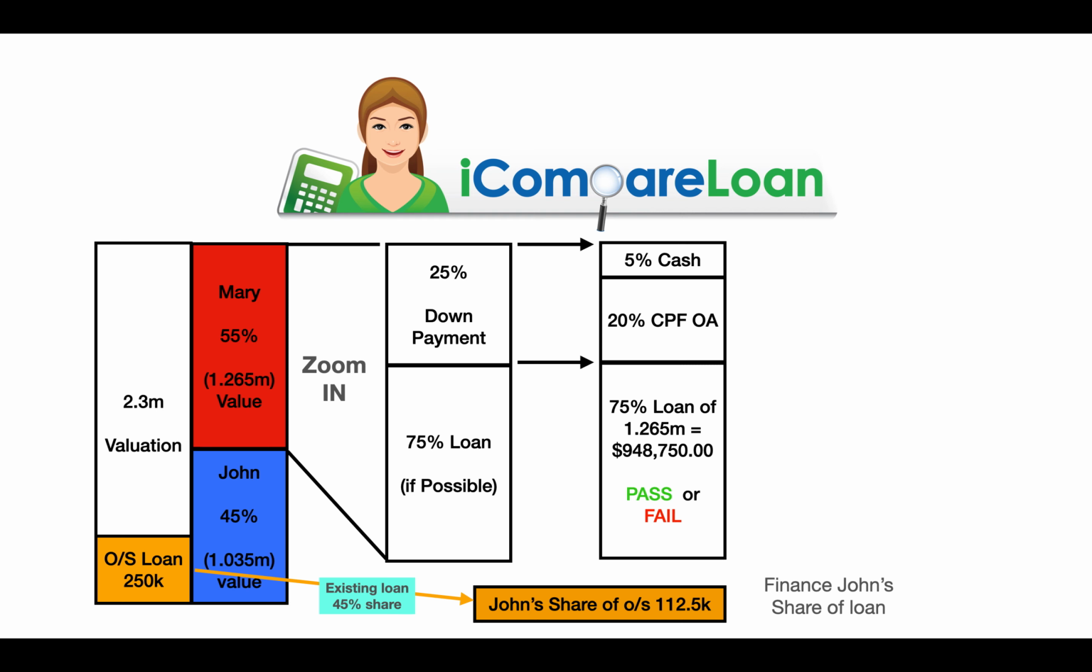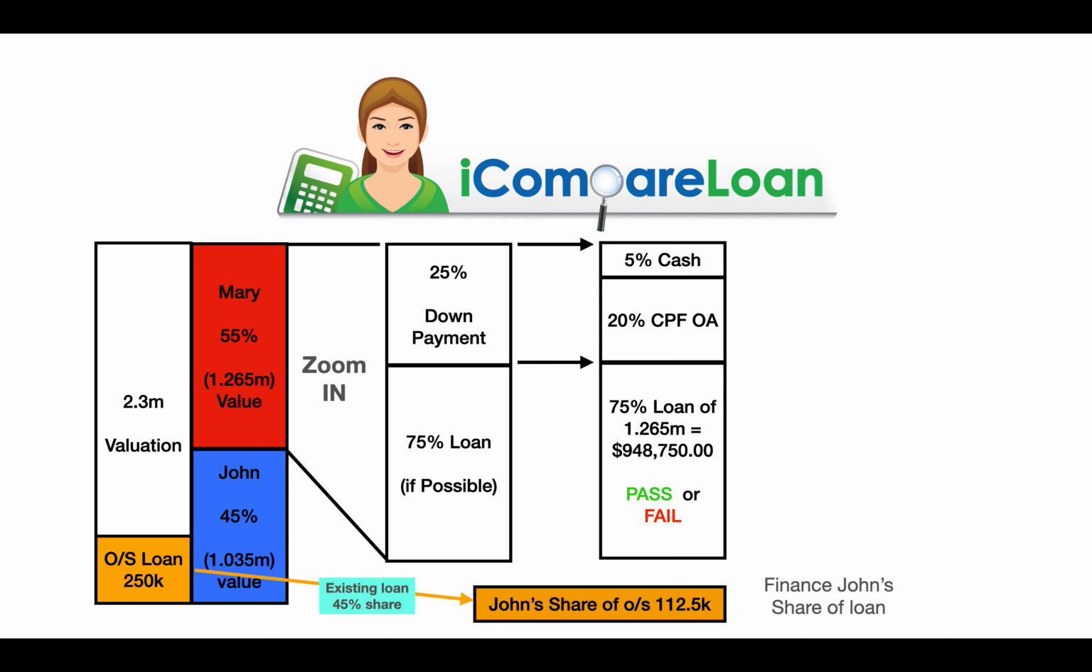And in the case of the loan, 75% of 1.265 million is equal to $948,750, right? So John would need to be assessed for $948,750, whether he passes or fails the TDSR. In which case he could fail. Maybe he cannot borrow 948. He can borrow 820,000 or 800,000 or 700 or 600,000. That is a case of how much he can afford.